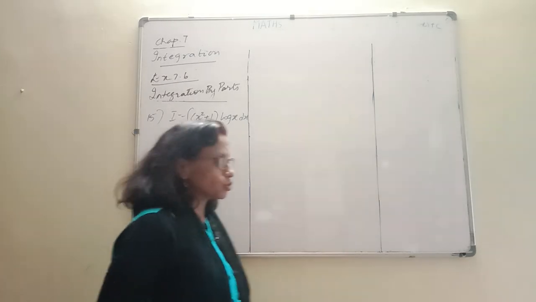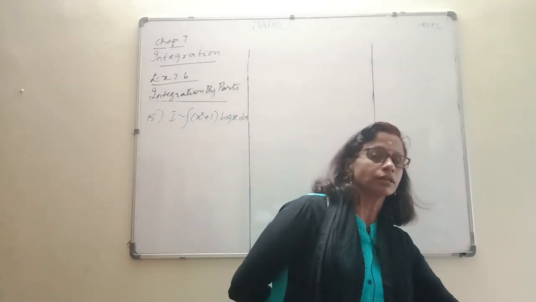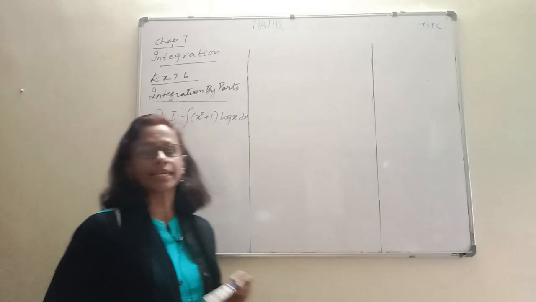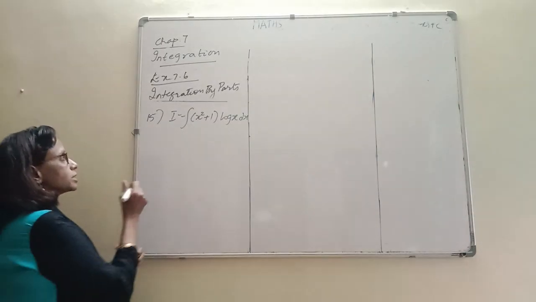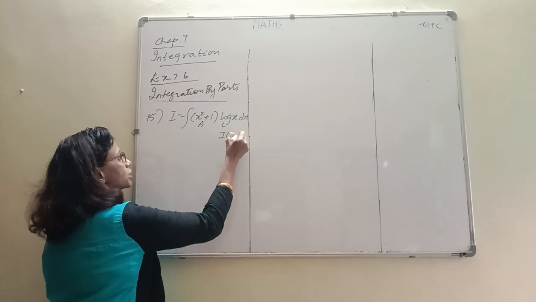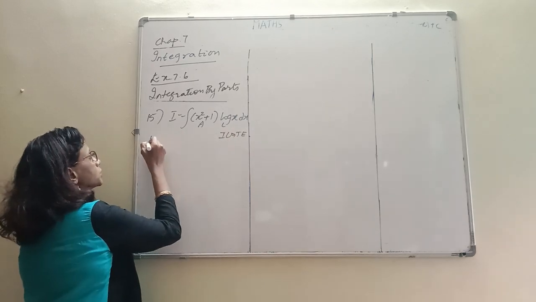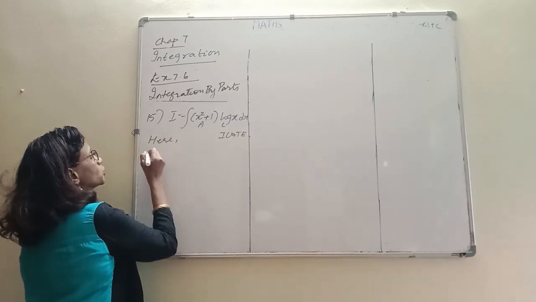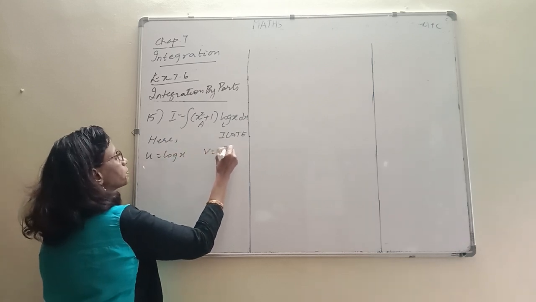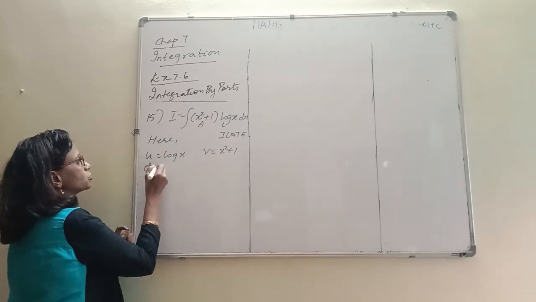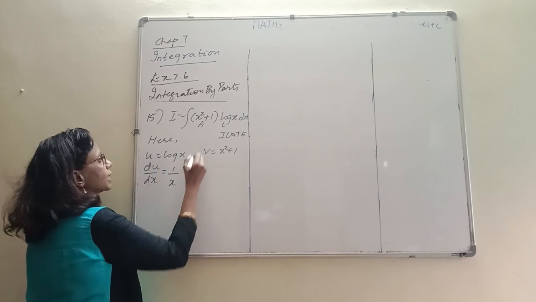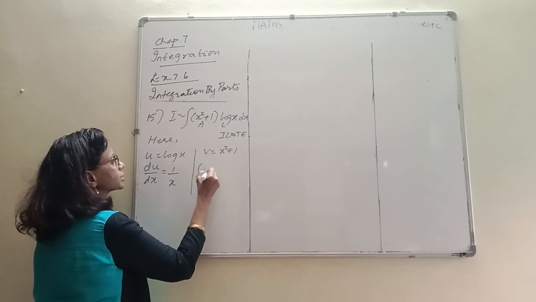Now as we always do, we will try to fix these functions and accordingly use ILATE and get the integral. So this is going to be an algebraic function and this is the log function. Since according to ILATE log comes first, u is going to be log x and v is going to be x squared plus 1. Generally we always do du over dx, so that is going to be 1 over x, and the integral of v dx is our next step.